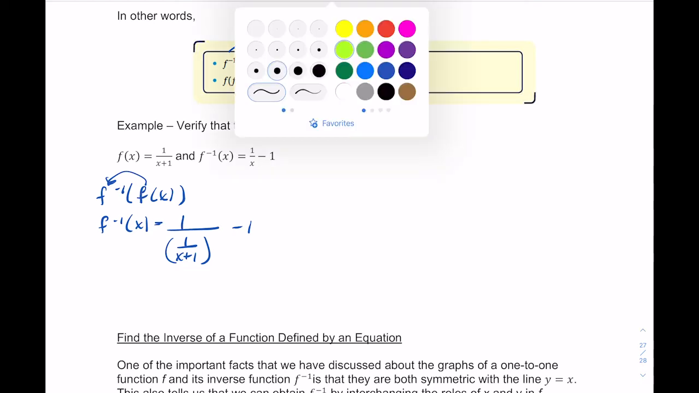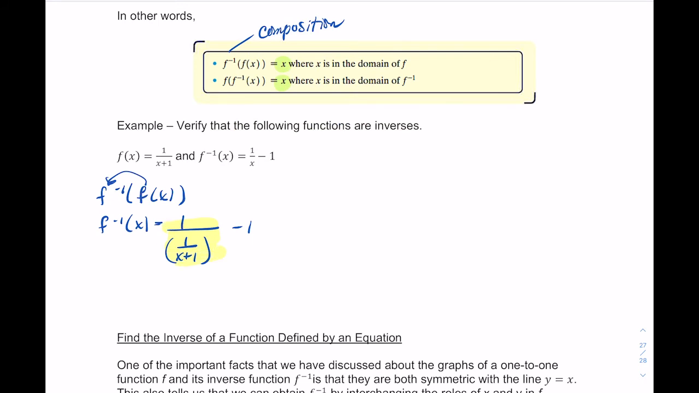So if you focus on just the fraction here, that's called a complex fraction. 1 divided by 1 over x plus 1 is really just 1 times the reciprocal of 1 over x plus 1. So it's really just 1 times x plus 1. That's all that yellow part simplifies to. It's a division problem, and when you divide fractions, you just skip, flip, multiply. So 1 times x plus 1 is just x plus 1. And then the 1 and the negative 1 cancel, and you're left with x. And that's a good thing. You want the composition to equal x.